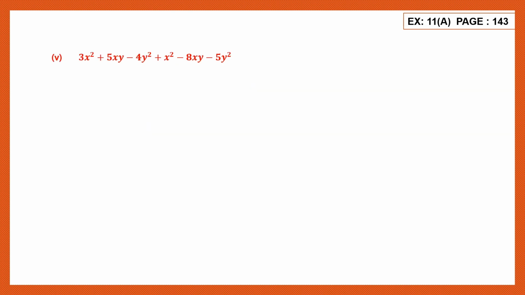Question 5, again, look out for the like terms. Let's put all the like terms together. Here we have 3x squared, so let's write that. Look out for another x squared and you will find it here. So that is plus x squared. Then take 5xy. See if there are any more xy's. There is one more here, minus 8xy. Then look at the y squares, minus 4y squared minus 5y squared.